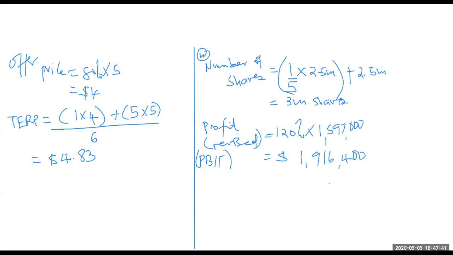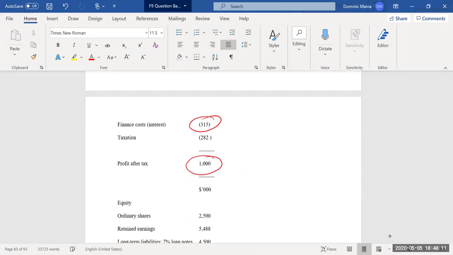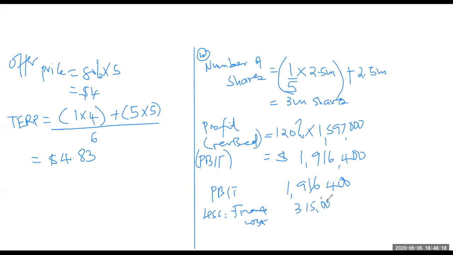After this, this is profit before interest and tax. So you less the finance cost. So 1916,400, we less the interest, the finance cost, which is how much? 315,000. So minus 315,000, and you get how much? You get 1,601,400. Yes, 400.